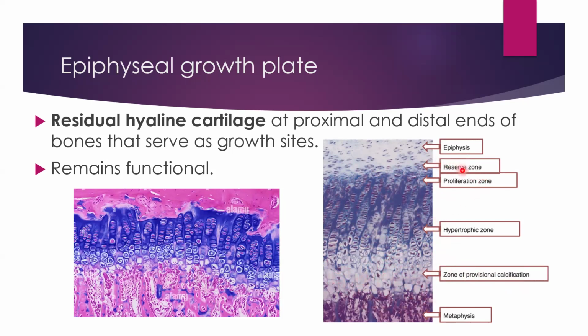So the reserve zone or the resting zone, the proliferation zone. Remember the proliferation will happen by mitosis. Then you'll have the hypertrophic zone, where the proliferated cells will undergo hypertrophy. And then you'll have deposition of calcium on the hypertrophic cells to give you the calcified bone. So those are the layers of the epiphyseal growth plate. These layers will be asked in the exam, so be able to appreciate the various layers of the epiphyseal growth plate. Remember, the epiphyseal growth plate is the residual hyaline cartilage that is found on the proximal and the distal end of bones.